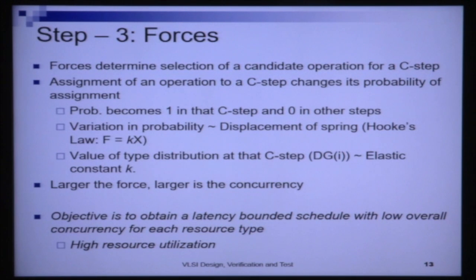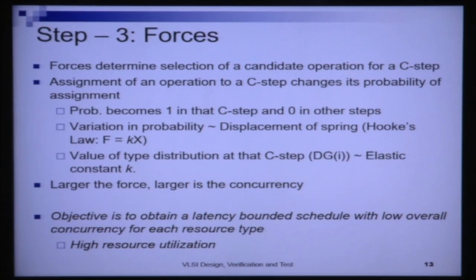So, assignment of an operation to a C step changes the probability of assignment. Probability becomes 1 in that C step and 0 in other C steps. So, when we actually assign an operation to a C step, the probability becomes 1 in that C step and 0 in other control steps. So, let us say that I could schedule an operation in 2 time steps. So, its probability of assignment was half in the first time step and half in the second time step, and then we have forced that operation to be scheduled in the first time step. So, the probability now becomes 1 in the first time step and 0 in the second time step.